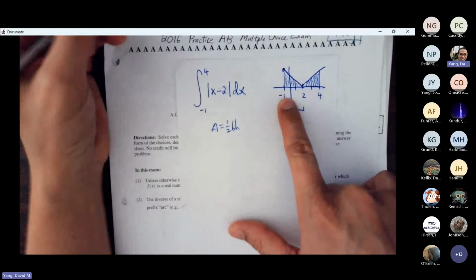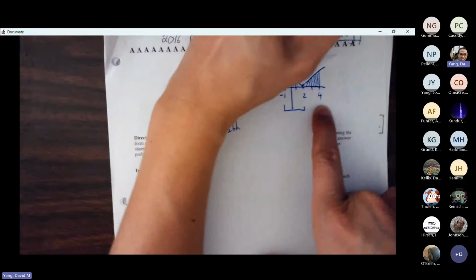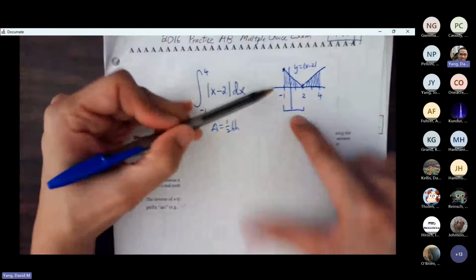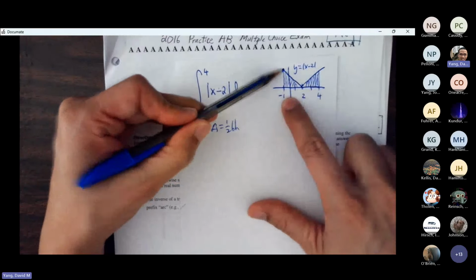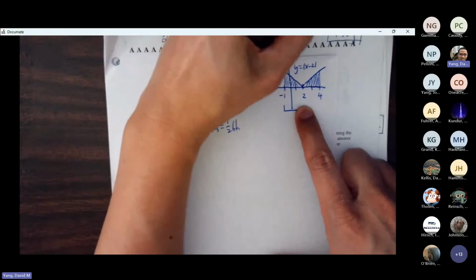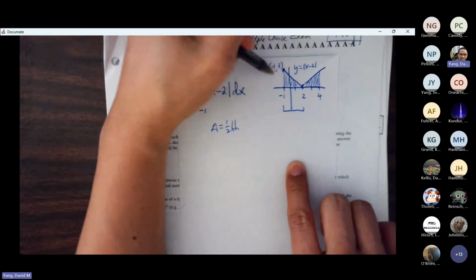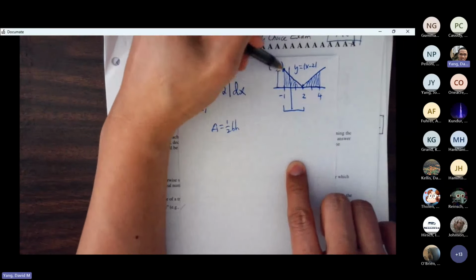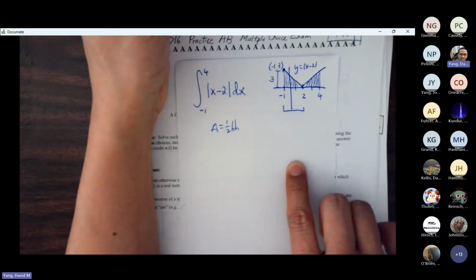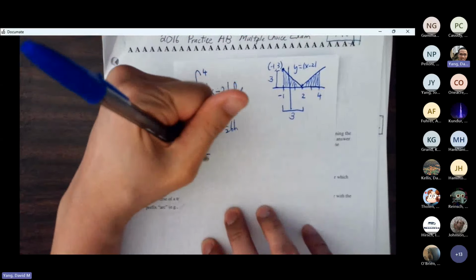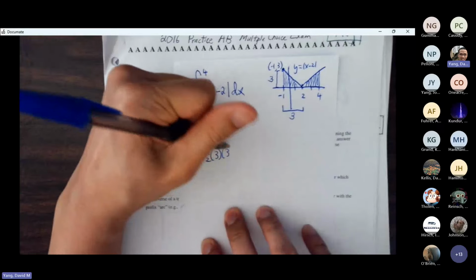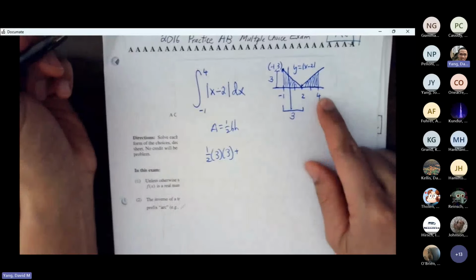If I plug -1 into this function, because this graph is absolute value of x minus 2, I can find the y value, right? So if I plug -1 in for x, -1 minus 2 is -3, so this ordered pair is -1, 3. So 3 is the y value, or the height of my triangle, and my base here is also 3. So 1/2 base times height gives me the area of my first triangle.